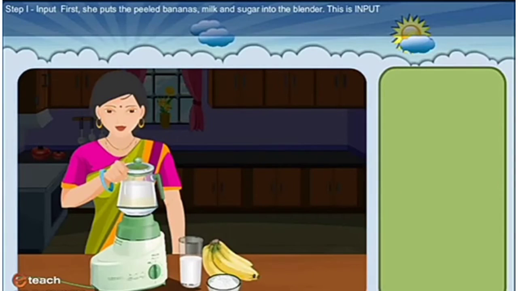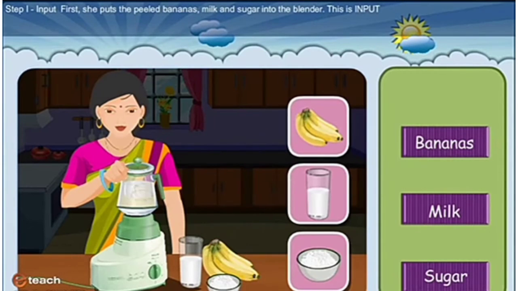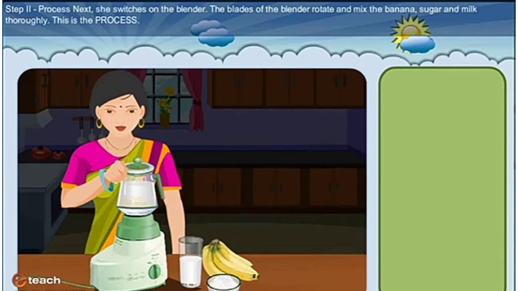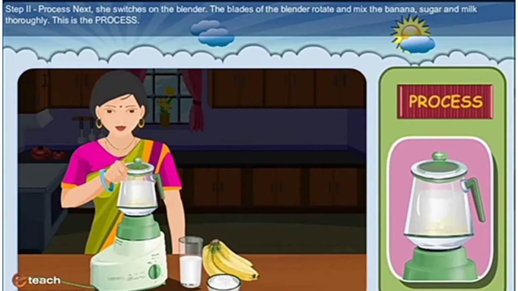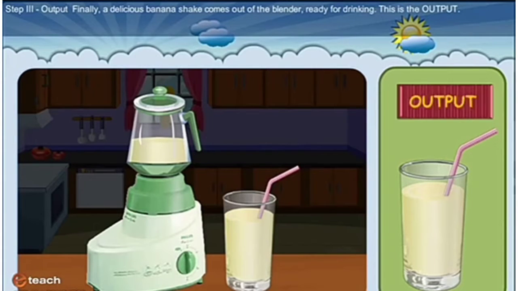Step number 1, input. First, she puts the peeled bananas, milk and sugar into the blender. This is input. Step number 2, process. Next step, she switches on the blender. The blades of the blender rotate and mix the banana, sugar and milk thoroughly. This is the process. Now step number 3, output. Finally, a delicious banana shake comes out of the blender and ready for drinking.